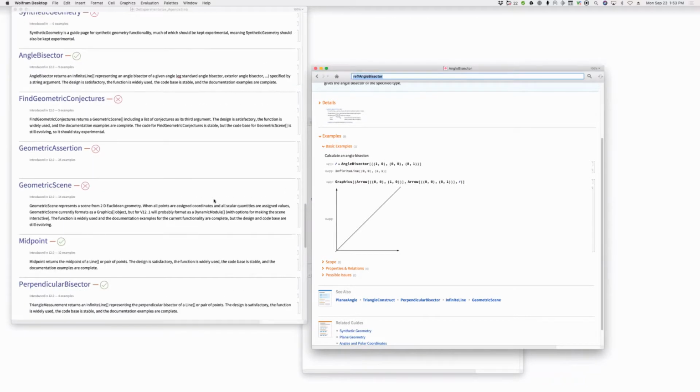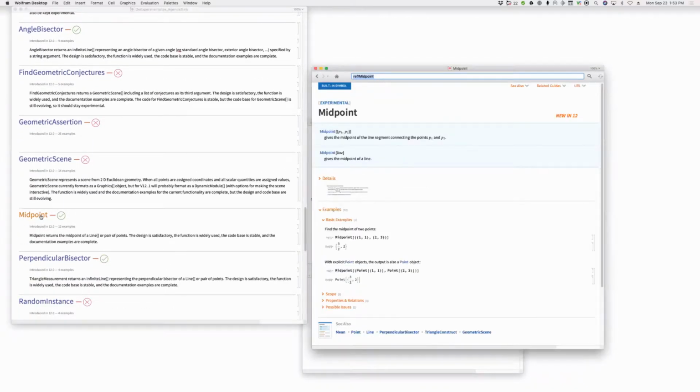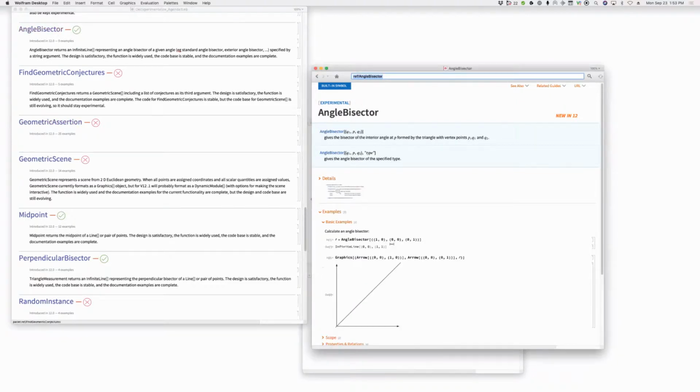Okay. So let's see. What other things here? Is Roger in this meeting? Does he have comments on these? He is not in this meeting. Okay. I don't understand why midpoint returns this value here. Oh, I see. Midpoint of just the naked coordinates returns naked coordinates. How does that work for angle bisector? If you feed it in here, you're giving naked coordinates, yet you're getting out a line object. How can that be consistent?